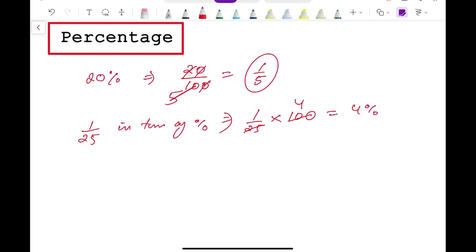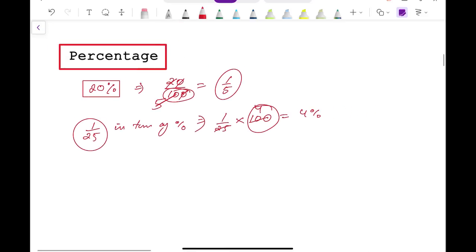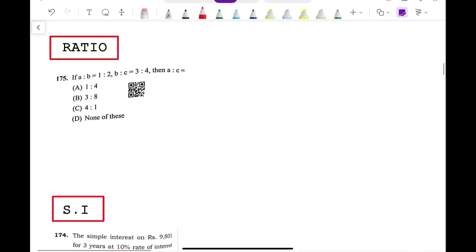So I'll repeat again. If you are converting from percentage to fraction, you divide it by 100. If you are converting from fraction to percentage, you multiply by 100. That's the only concept here. Okay. Now next, ratio. It's an important, most expected topic.